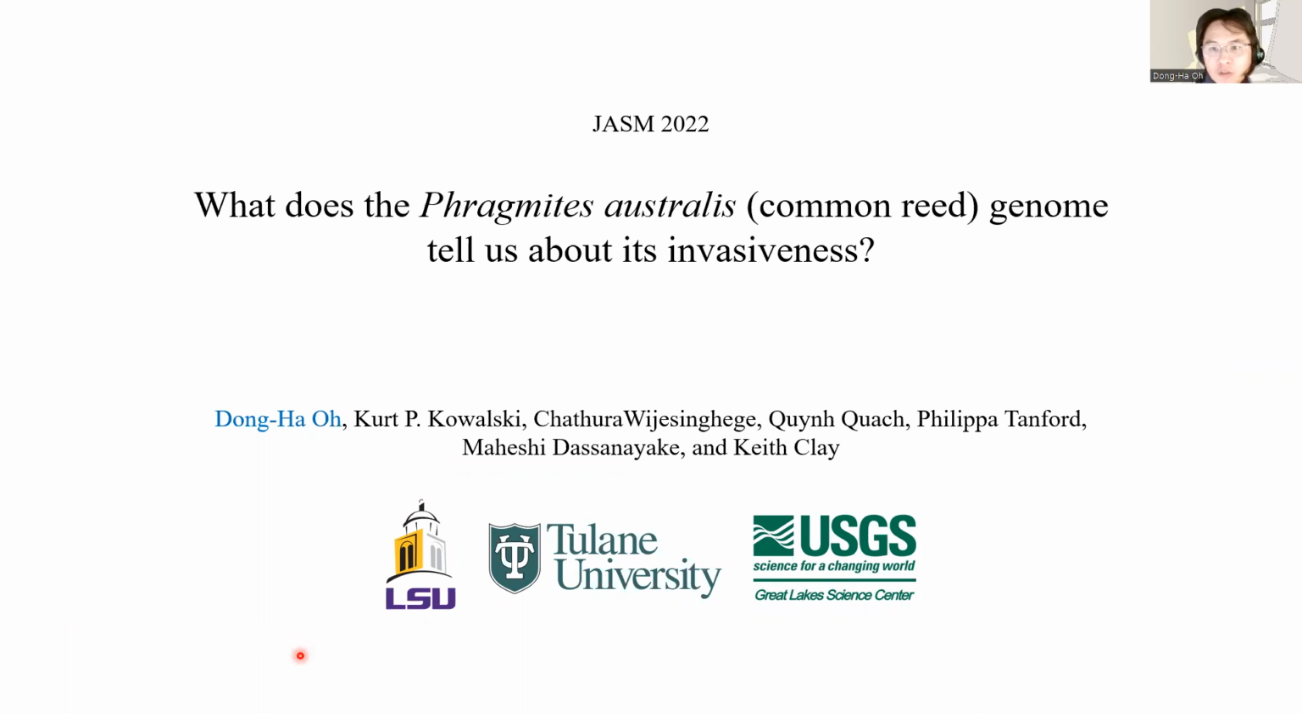Today I would like to talk about the invasive grass that is problematic in the wetland of the Great Lakes regions. It's Phragmites australis or common reed. We have been analyzing the genome of this common reed, and I would like to present what we can learn from the genome about its invasiveness.